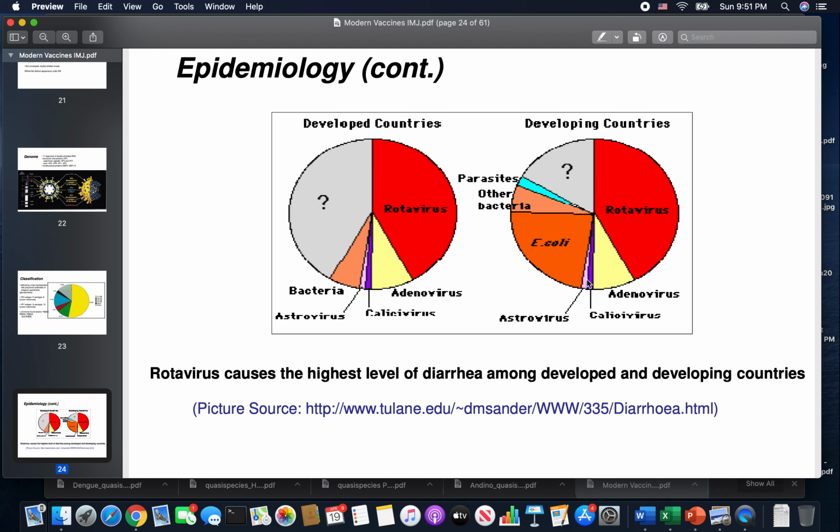If you were to go to a developing country, it'll have about the same amount of rotavirus, but it will also have large amounts of things like E. coli poisoning and different parasites that would be uncommon in the developed world.